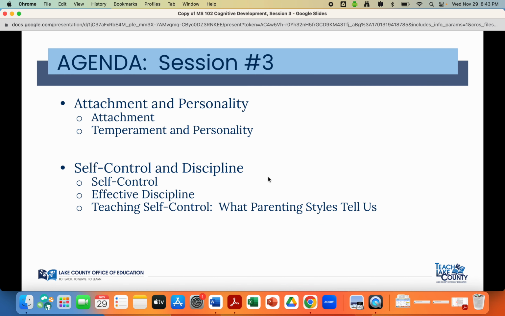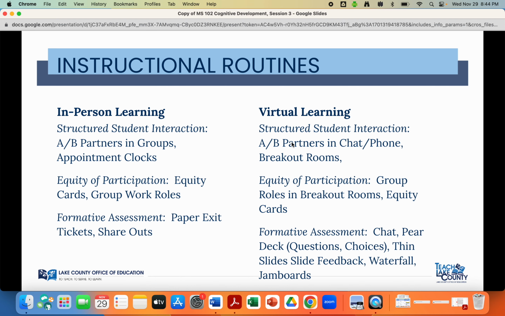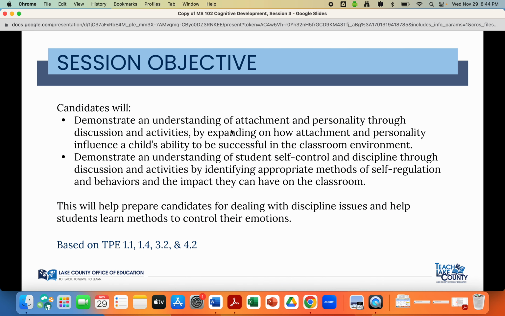Today we are looking at attachment and personality. So we're looking at all those keywords, and then self-control and discipline. Self-control, effective discipline, teaching self-control, what parenting style tells us. There are instructional routines, those past 2 slides we've talked about.